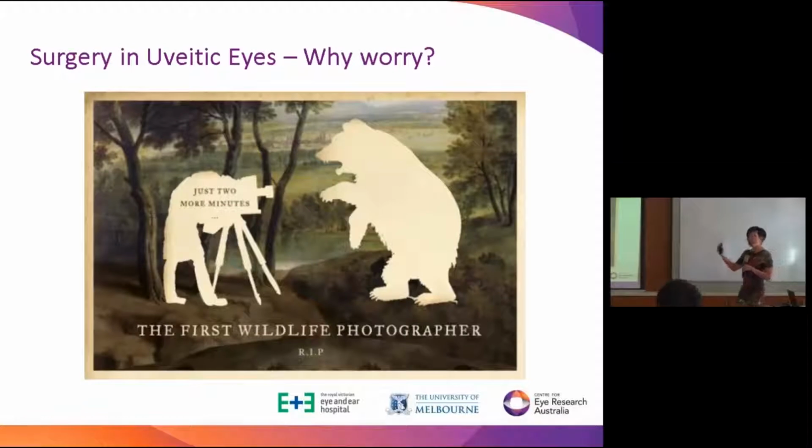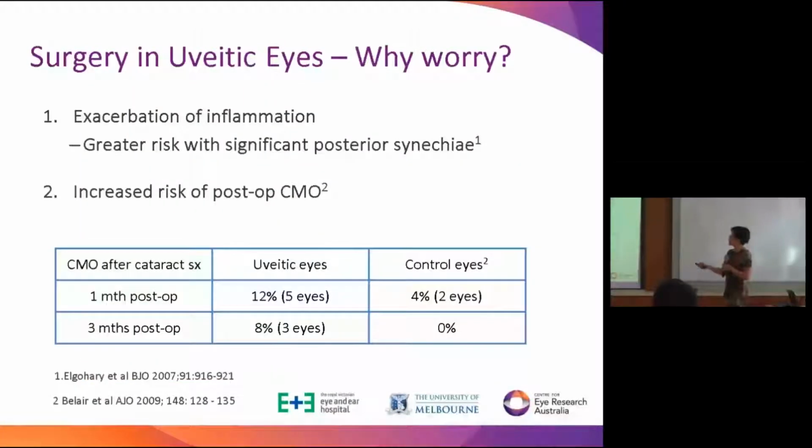So you sit there going, why should I worry about surgery in patients with uveitis? Well, it just so happens you've got to worry a lot. The reason to worry is that surgery is a pro-inflammatory event anyway in patients without uveitis, let alone in patients with uveitis. They are more likely to relapse, they're more likely to get posterior synechiae to the anterior lens capsule, and there is a high risk of post-op cystoid macular edema.